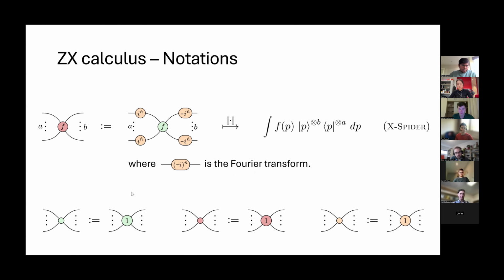Throughout this talk, if I have an unlabeled Z spider or unlabeled spiders, I just mean a constant function labeled 1. So we'll omit the labels in that case.